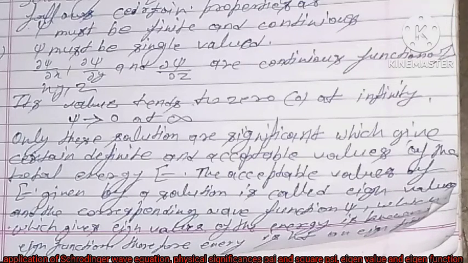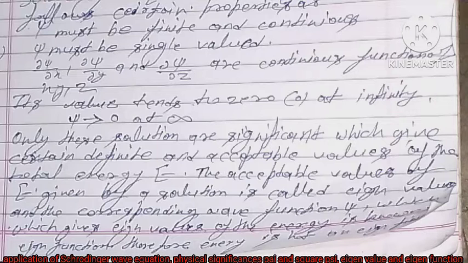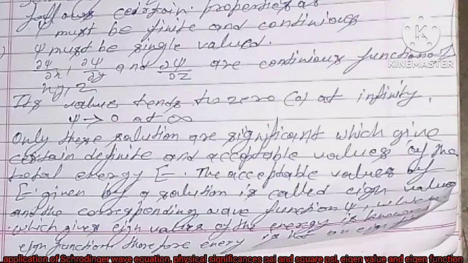Only those solutions are significant which give certain definite and acceptable values of the total energy E. The acceptable value of E given by a solution is called eigen value, and the corresponding wave function psi, which gives the eigen value of the energy, is known as eigen function. Therefore, every function is not an eigen function.